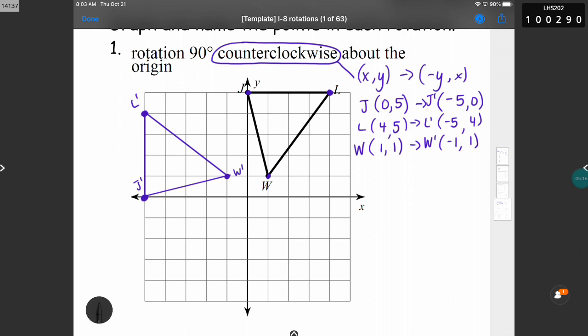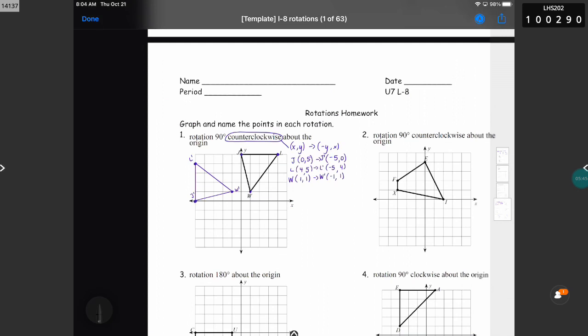So I should have a figure that looks like that. Now let me show you how I would do this with a transparency. Or, I'm sorry, with a page protector. Okay, how I would do this with a page protector. So on your page protector, I would like you to do this with me. Remember, when we do something on a page protector, we have to trace what first? We have to trace the X and the Y axis.